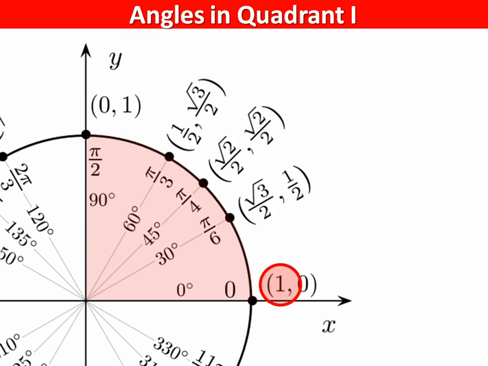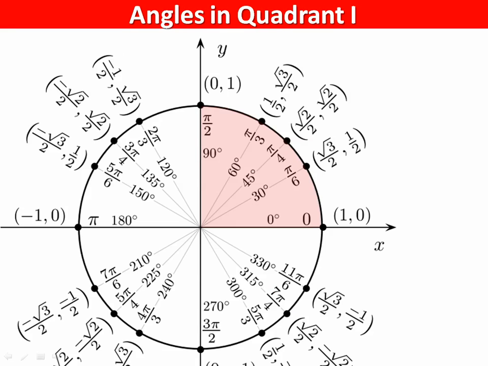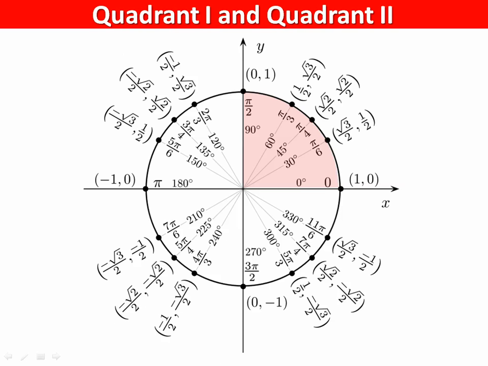Now let's look at the intersection points made by the angles and the unit circle in quadrant 2, and compare them to the points in quadrant 1, and we'll see that the pattern is similar. I'm going to highlight the angles and y-coordinates of the intersection points in quadrant 2 in blue, and the angles and y-coordinates of the intersection points in quadrant 1 that have the same values in red.